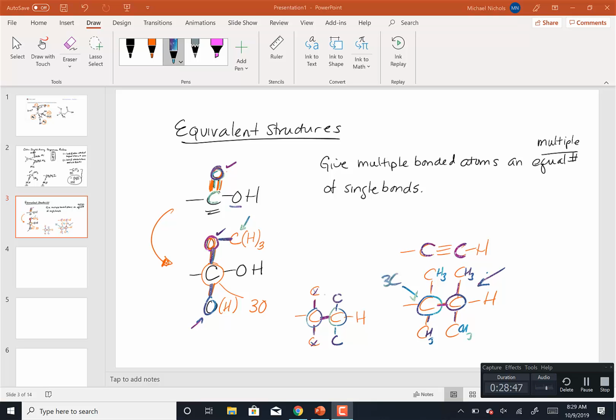So this is just fake. This is just for trying to figure out Cahn-Ingold-Prelog sequence rules. It has nothing to do with the chemistry. It has nothing to do with the physical property. It's just a game.